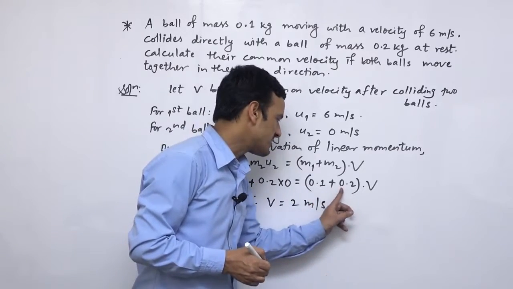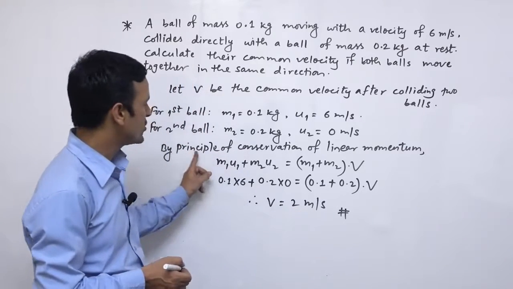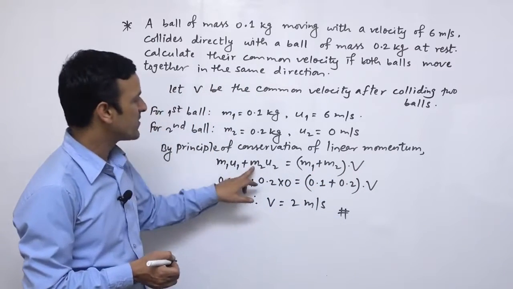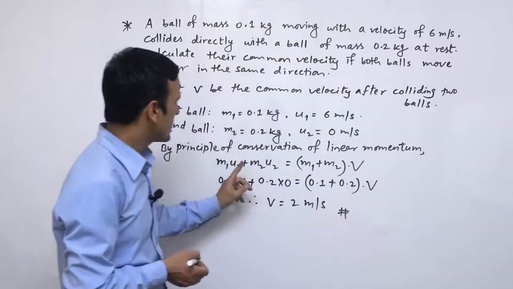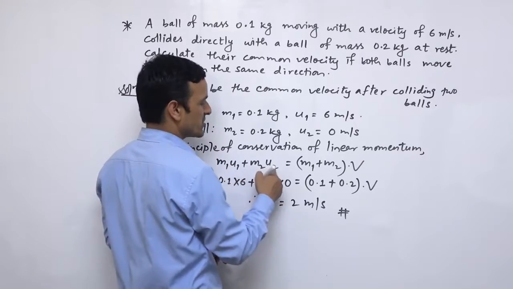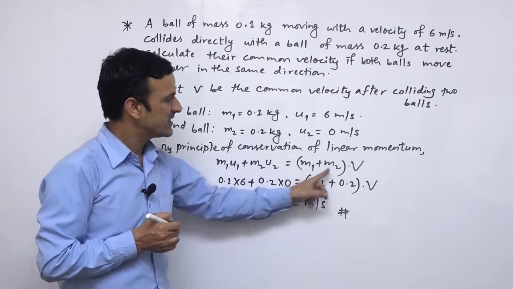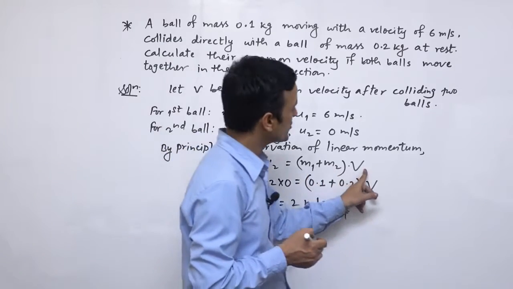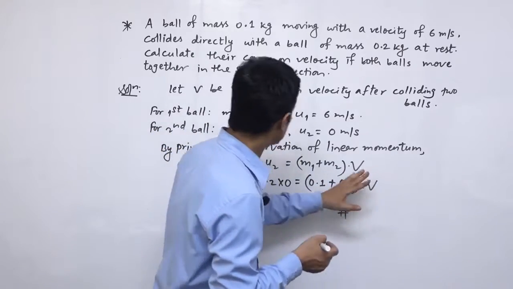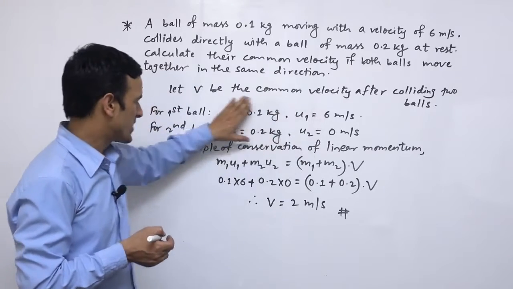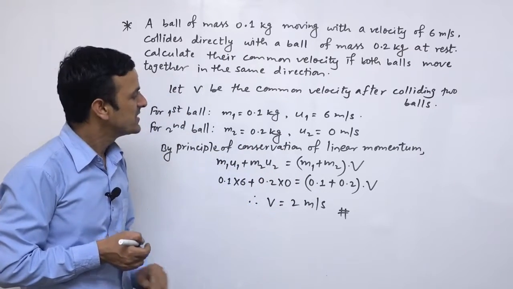So sum of these two terms is 0.3 and 0.3 if divided by this term, then we get 2 meter per second. So in this way we can use principle of conservation of linear momentum, and the formula is total momentum before collision is equal to total momentum after collision. So formula is m into u, mass into velocity, mass into velocity. We have two balls, so this is for one ball and this is for another ball, and this is the combined mass. Mass will be different but velocity will be same here. So these are the momentum of two balls after collision. So in this way we can write down the information from the question, then after using this formula we get the value of v.